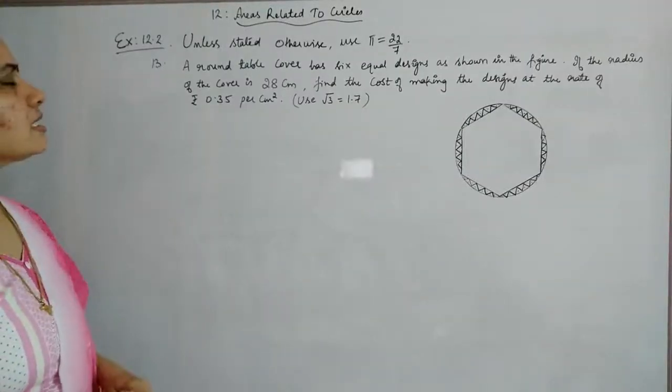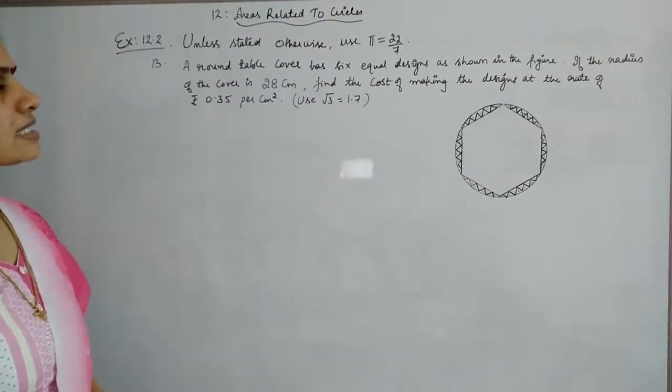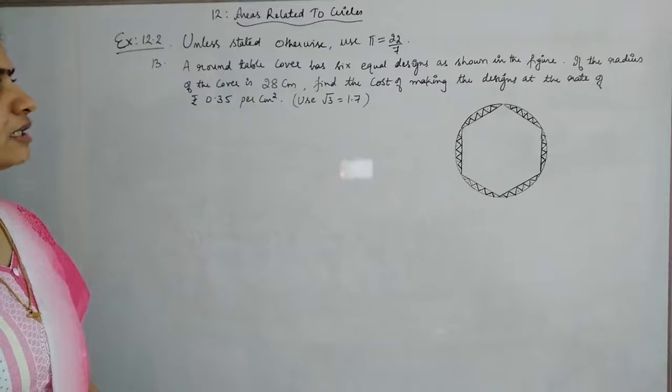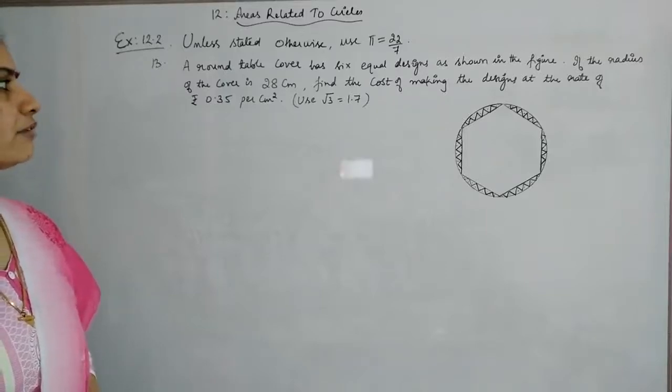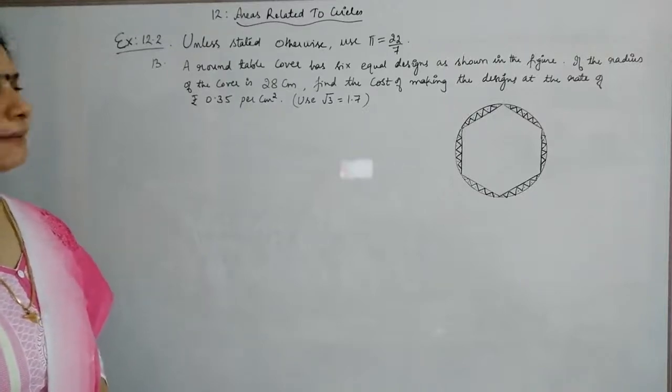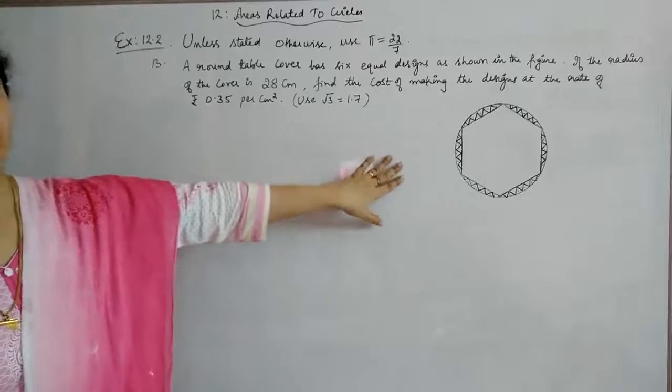Question number 13 is, a round table cover has 6 equal designs as shown in the figure. If the radius of the cover is 28 centimeter, find the cost of making the designs at the rate of rupees 0.35 per centimeter square. Use root 3 as 1.7. So this is the given figure.